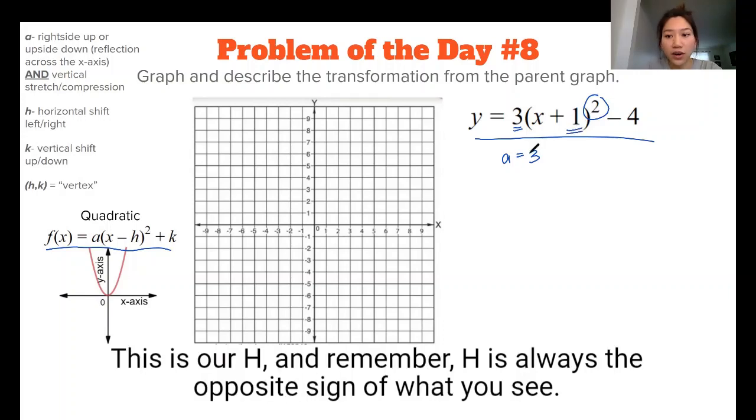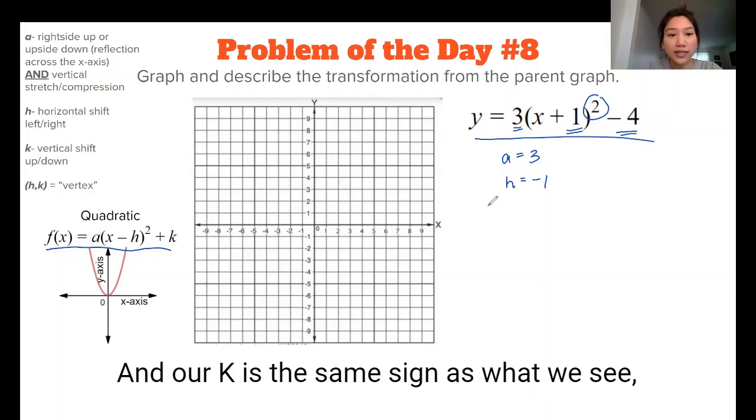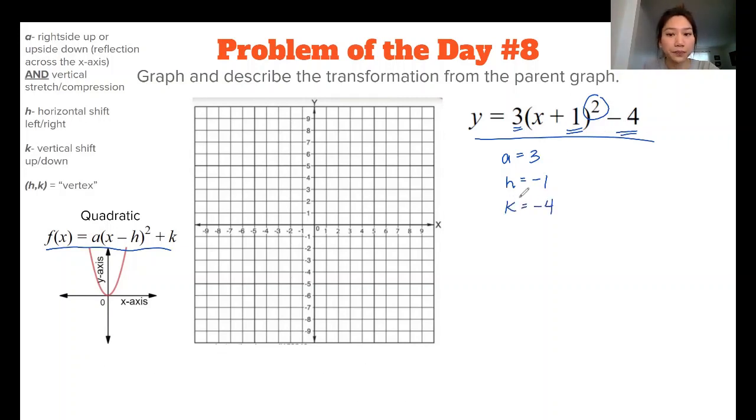Okay, this is our H. And remember, H is always the opposite sign of what you see. So if you see a +1 here, that means that our H is a -1. And our K is the same sign as what we see. So that means that our K is -4.